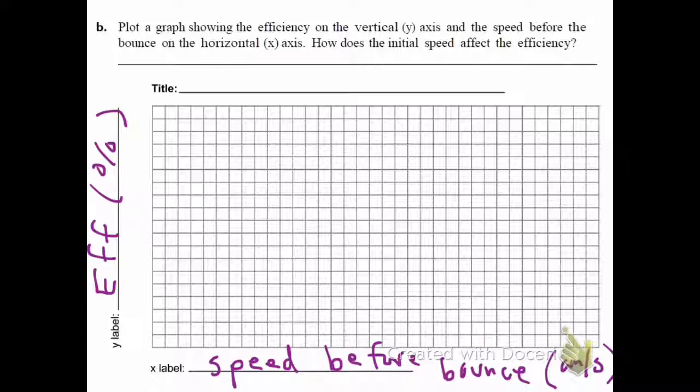And that's it for Lab 7C. You'll see how the mass affects the efficiency and how the initial launch speed affects the efficiency.